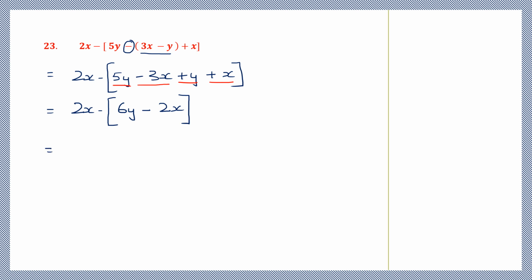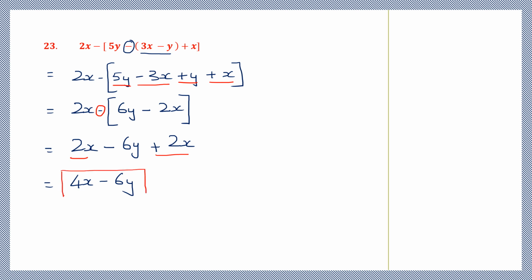Now we can remove the square bracket also. So 2x, look at the sign before that, it's minus. So it is minus 6y plus 2x. Now simplify the like terms. 2x plus 2x is 4x. 4x minus 6y. So this will now be our answer. 4x minus 6y.